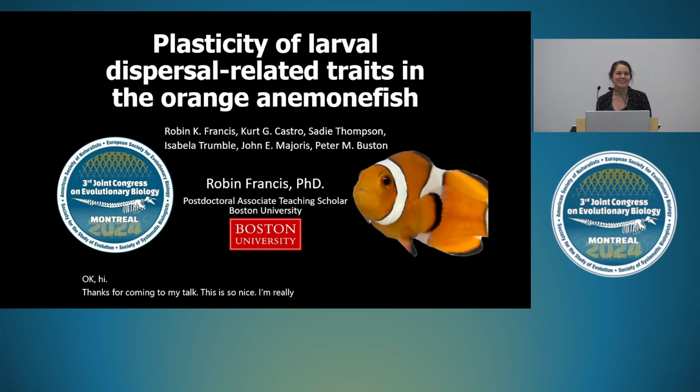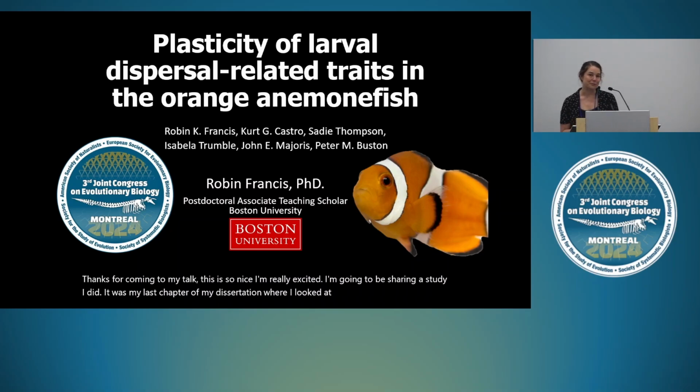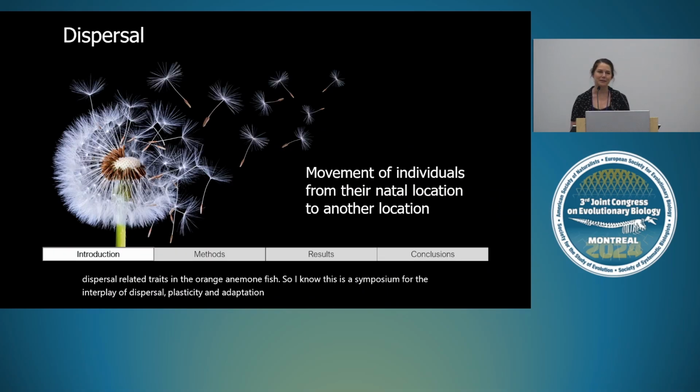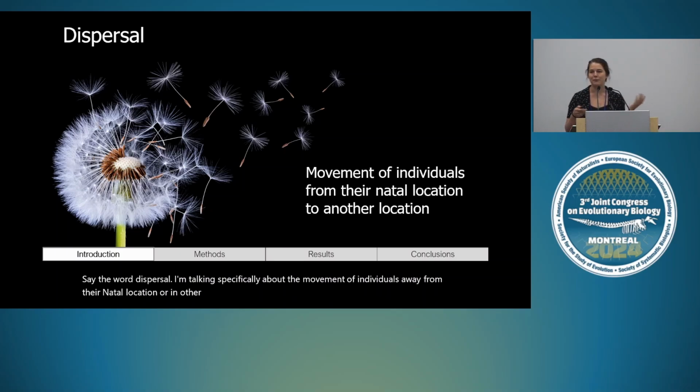I'm going to be sharing a study I did. It was my last chapter of my dissertation, where I looked at plasticity of larval dispersal-related traits in the orange anemone fish. So I know this is a symposium for the interplay of dispersal, plasticity, and adaptation, but I just wanted to specify when I say the word dispersal, I'm talking specifically about the movement of individuals away from their natal location, or in other words, just babies moving away from their parents.